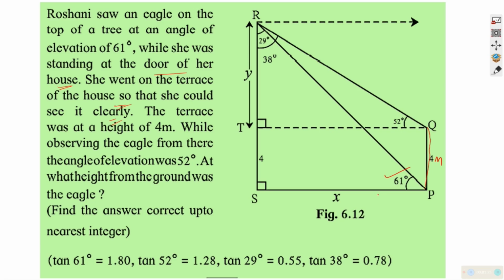While observing the eagle from the terrace, the angle of elevation of 52 degree was observed. At what height from the ground is the eagle? You can have the help of tan 61 degrees equal to 1.8, tan 52 degrees equal to 1.28, tan 29 degrees equal to 0.55, tan 38 degrees equal to 0.78. That means you are given a clue for everything, and another important clue is you are using tan only.